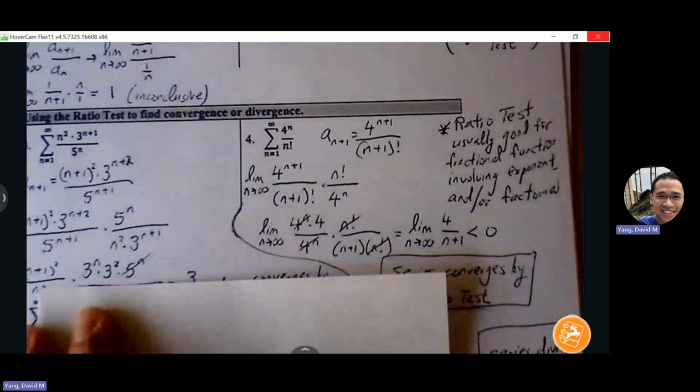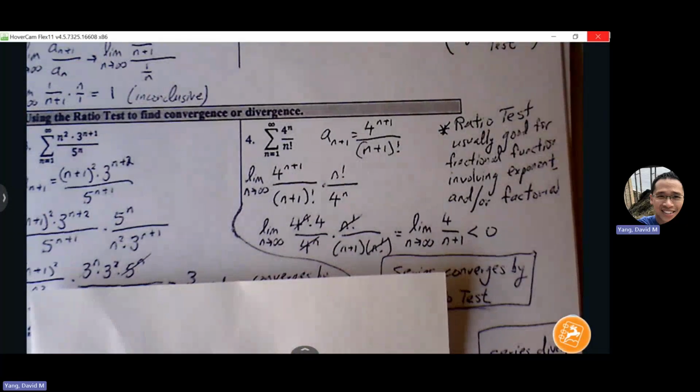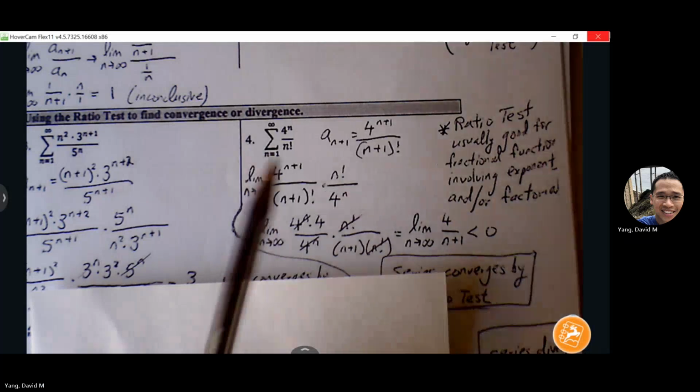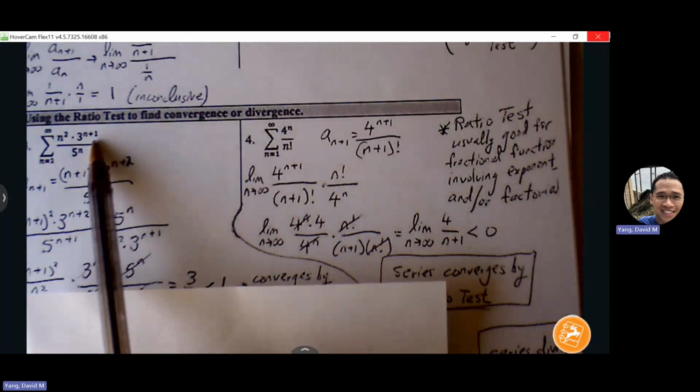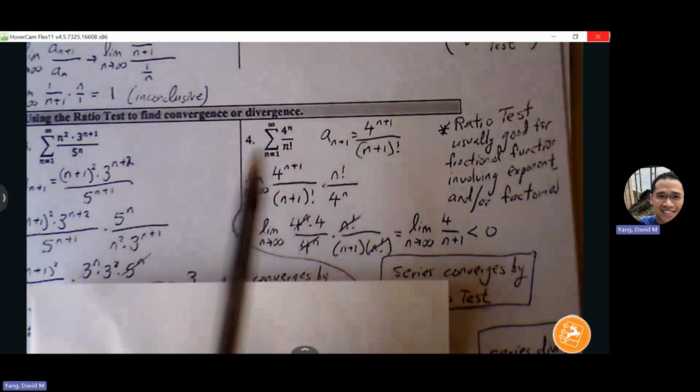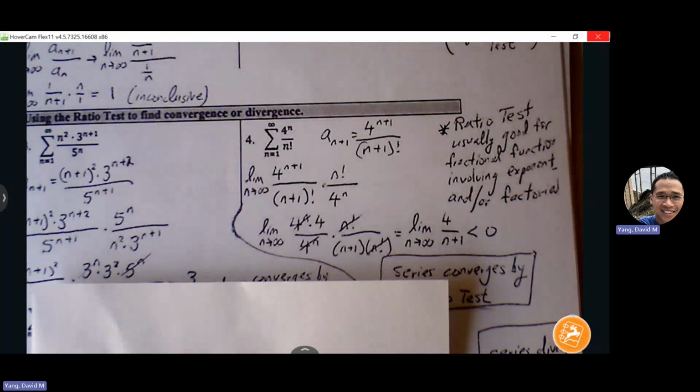Okay, side note, if you guys can put this down here: ratio test is usually good for fractional functions involving exponents and/or factorials, like 4 to the n, 3 to the n, 5 to the n factorial. Anytime I see those, especially when I see factorial, it's guaranteed that I'm always going to go to ratio test.